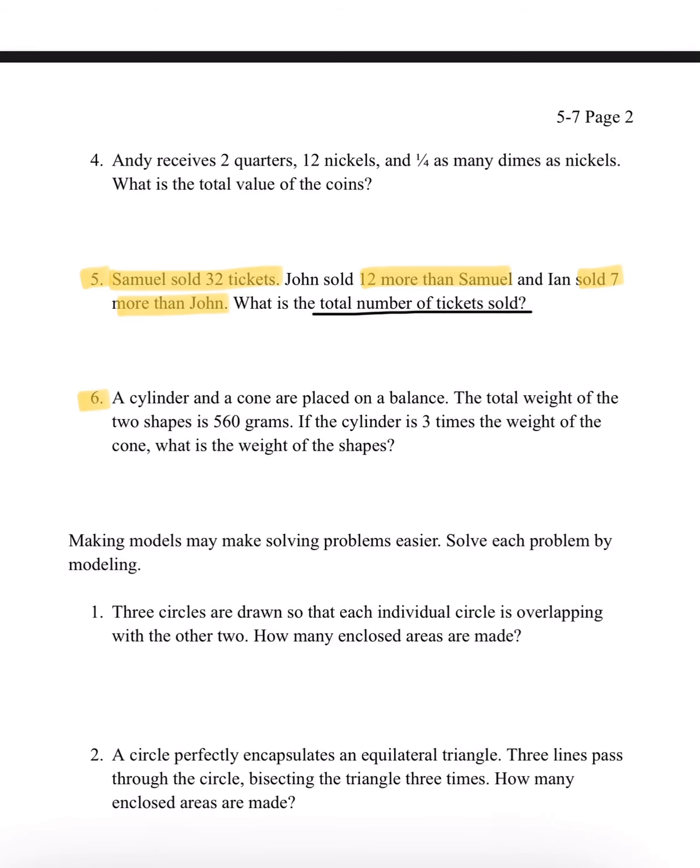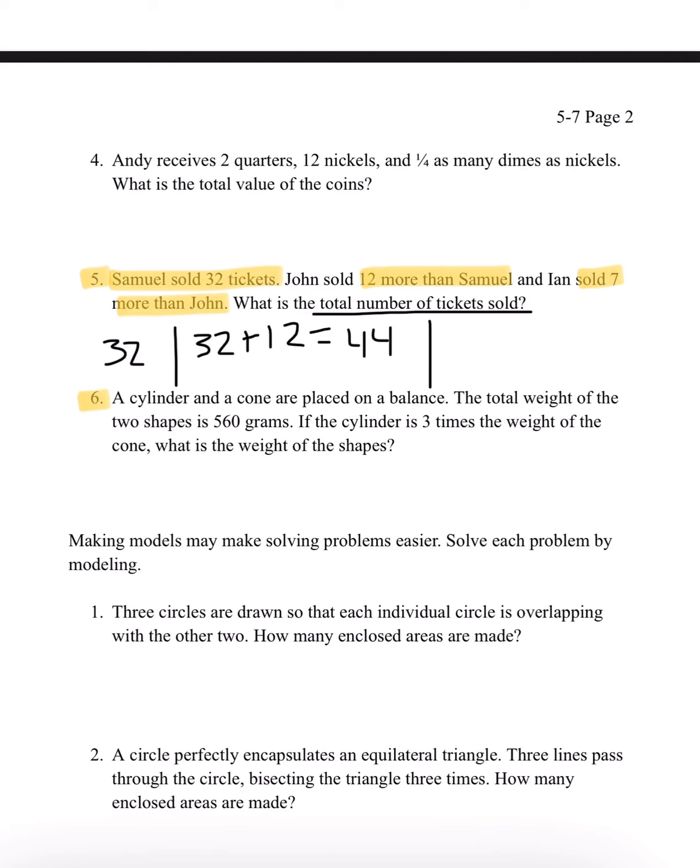So we know Samuel has 32 tickets, right? So we don't change anything. And it says John sold 12 more than Samuel. So this is how much Samuel has, and John has 12 more. So we're going to add. So 32 plus 12, we get 44. So John has 44 tickets. And we're done with that.